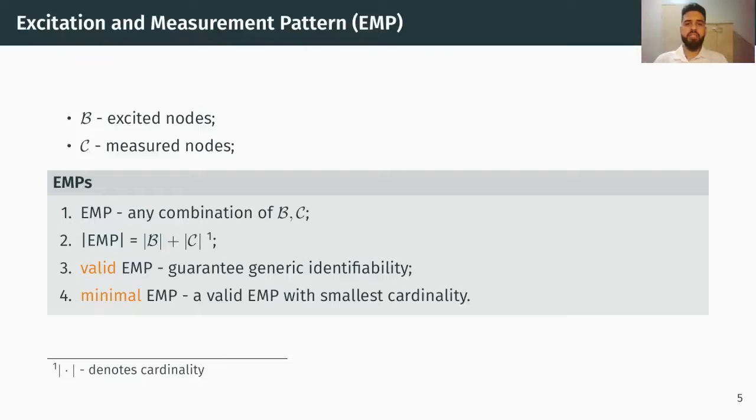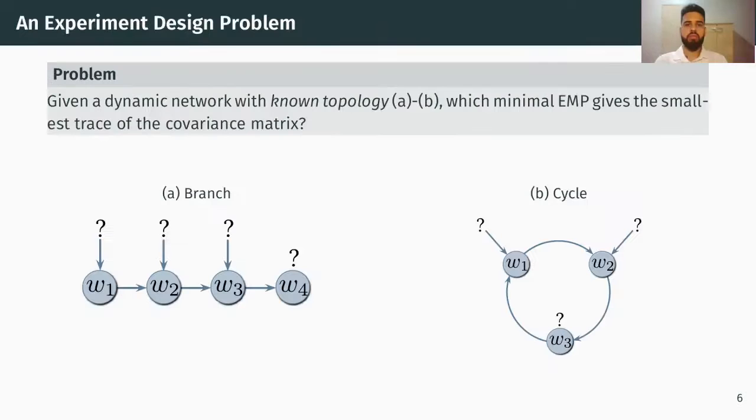The smallest cardinality that any minimal EMP can have is the number of nodes in the network. The question of interest is to select the minimum EMP that provides the best accuracy for the parameter estimators. Our problem is therefore a problem of experiment design. How to choose the allocation of excitation signals and measurements so as to minimize the measure of the covariance matrix. In other words, we would like to choose the minimum EMP that minimizes the trace of the corresponding covariance matrix.